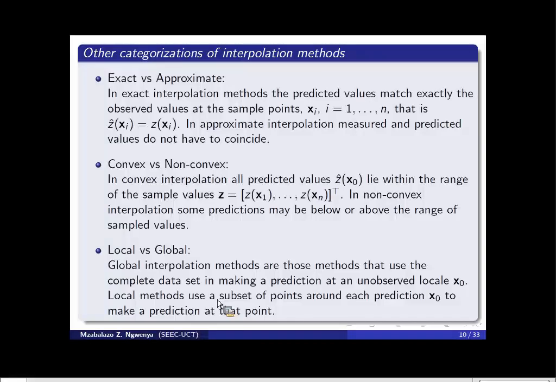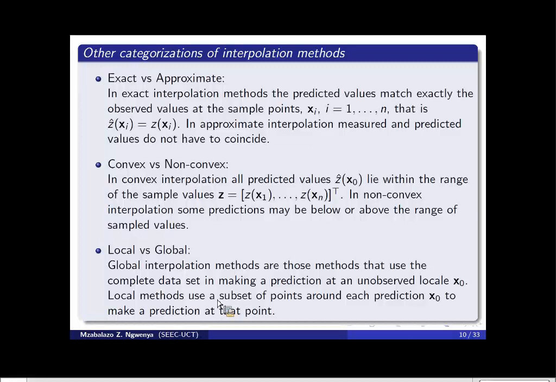What we've done now is categorize our interpolators in terms of stochastic and deterministic, but there are many other ways of categorizing interpolators. There's the exact versus approximate categorization, convex versus non-convex, and local versus global.